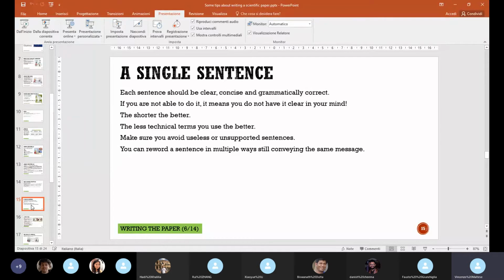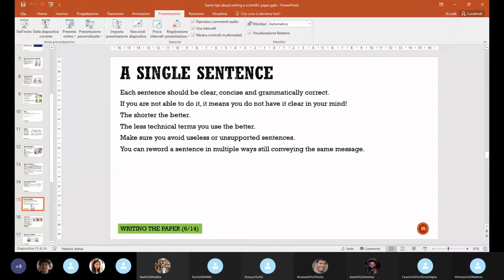So really, it's important that you pay attention even at the level of a single sentence. Of course, the shorter the better, because every single notion can be expressed in multiple ways. There is no one single way to state something. So let me give you an example.